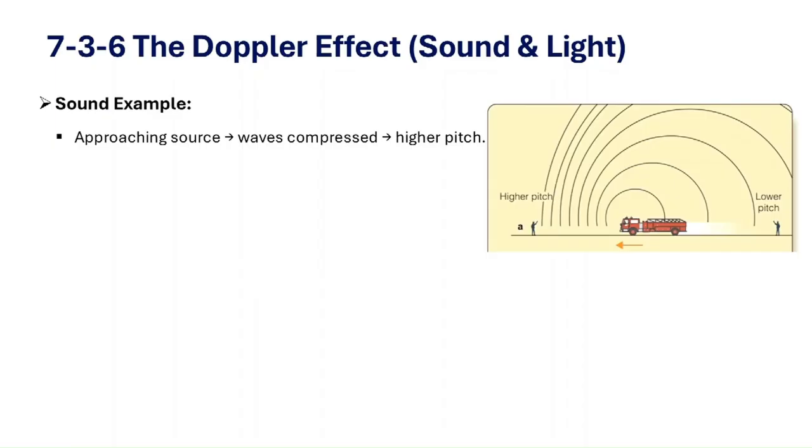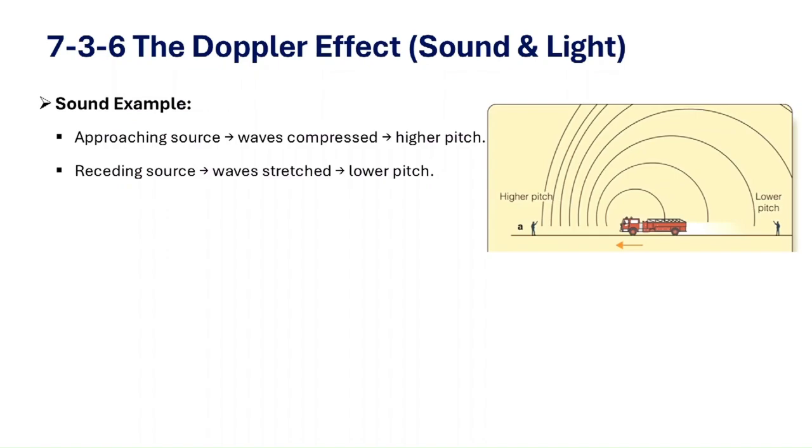Now imagine a train approaching you with its horn blaring, and the sound waves are compressed. So the horn's pitch sounds higher than if the train was standing still. And once the train passes and moves away, the waves stretch out and the pitch drops. So here's the illustration. Notice the waves are closer together as the train approaches. That's the higher frequency. And when the train moves away, the waves are farther apart, producing a lower frequency.